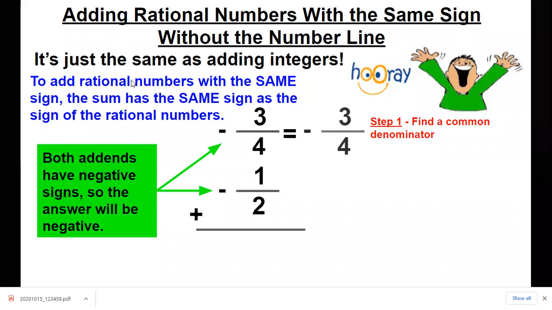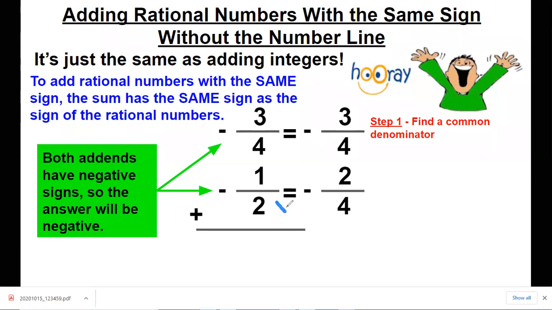So 3/4 is going to stay negative 3/4. And 1/2 is going to change to negative 2/2. Remember how we did that? We said, 2 times what number gave us 4? Well, it was times 2. So we times 2 on the top. So negative 2/4.